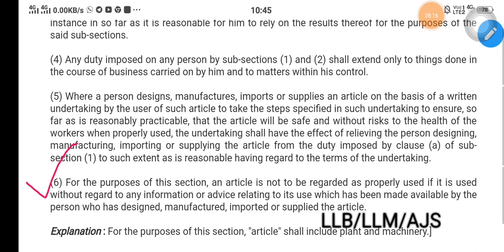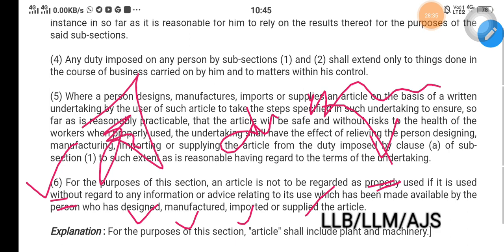It means it should not be regarded as properly used if it is used without regard to any information or advice relating to its use, which has been made available by the designers, manufacturers, importer, and supplier. If the user uses it without regard to such information, then it shall not be regarded as properly used. That means it is improperly used.